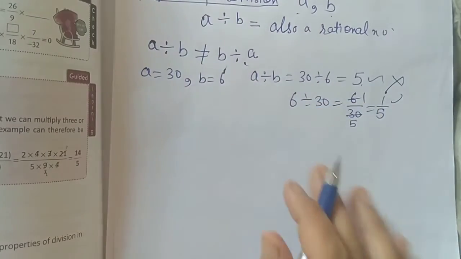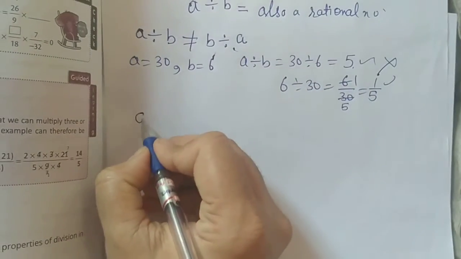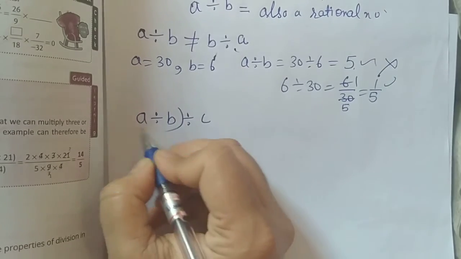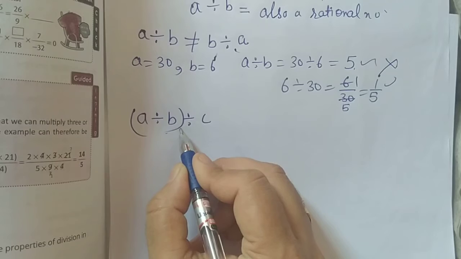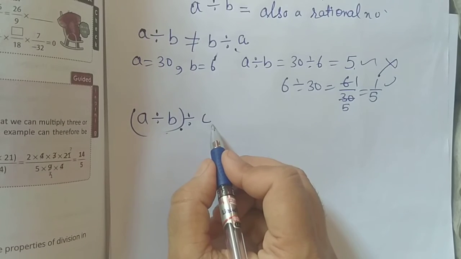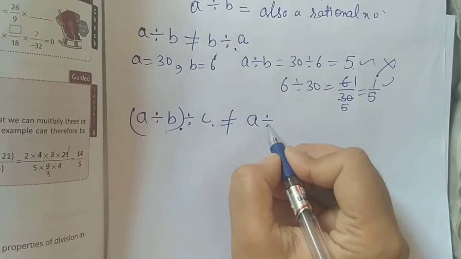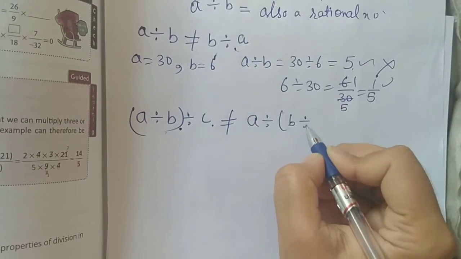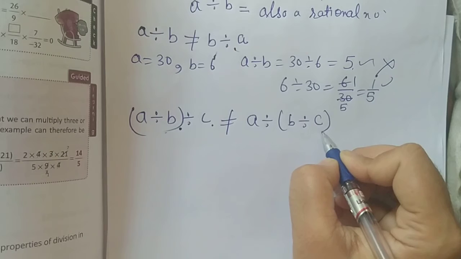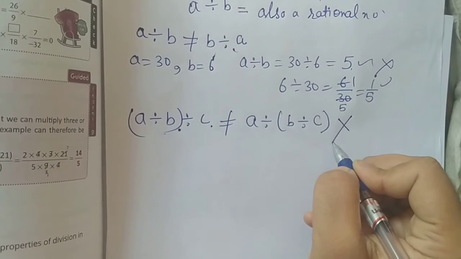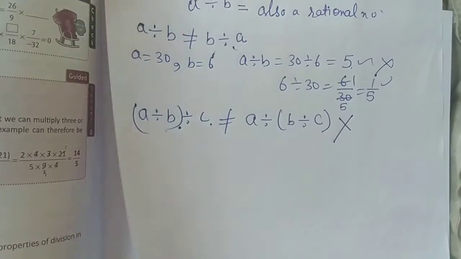Also the associative property: a divided by b, divided by c. Firstly we divide these two rational numbers, then the answer is divided by the third. This is not equal to a divided by the result of b divided by c. So the associative and commutative properties do not hold good for rational numbers. I think this concept is clear to you.